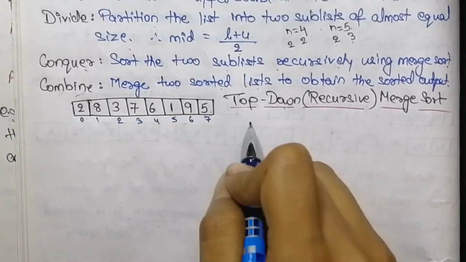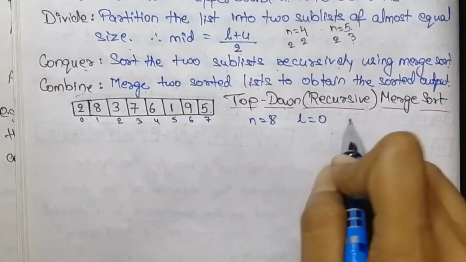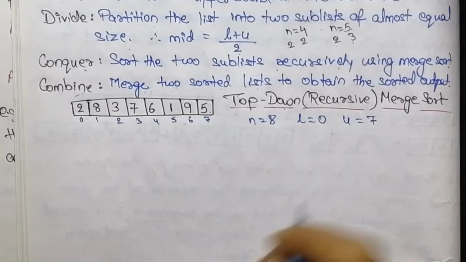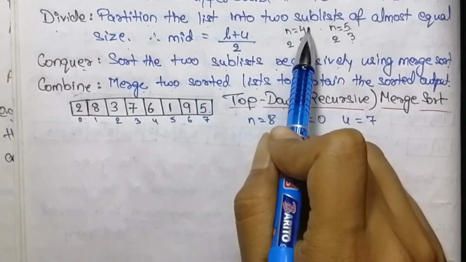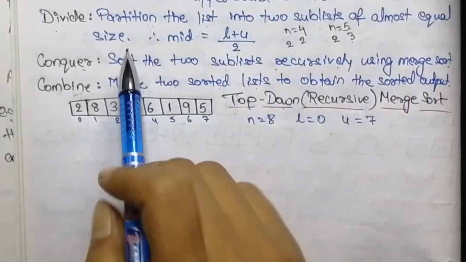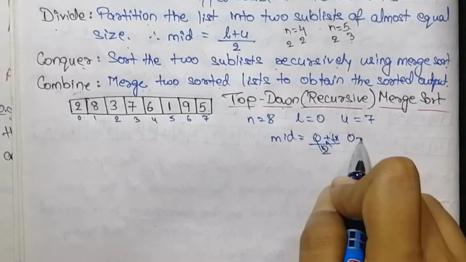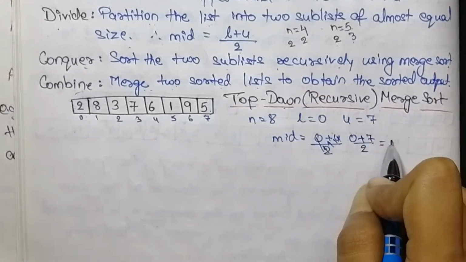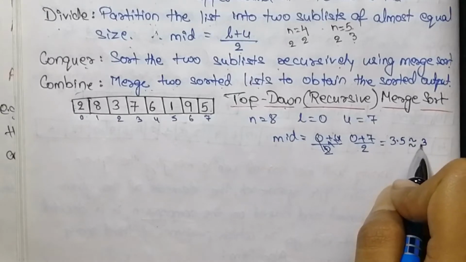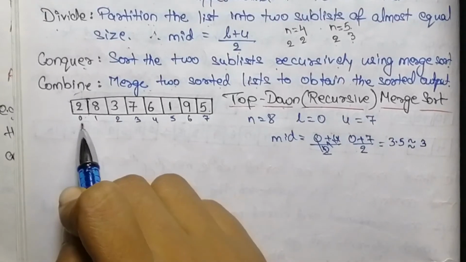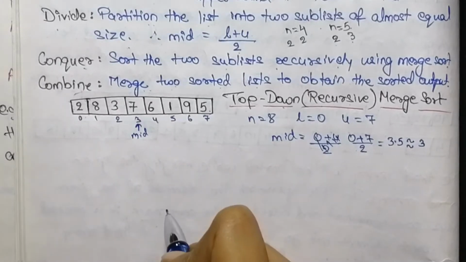So let's begin with this example. In this example, the value of n is 8. There are 8 elements. The lower bound is 0 and the upper bound is 7, right? In the first step, we need to divide the list into two sublists of almost equal size. So we will calculate the middle index as (lower bound + upper bound) / 2. Here it comes out to be 3.5, but there is no such index, so it will be taken as 3. So the third index is the middle index, right?